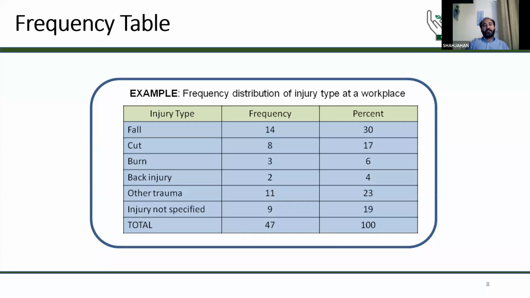The other display tool is the frequency table. We use this for continuous data. This is an example of frequency distribution of injury type at a workplace. Like in one workplace, how many injuries happen in a whole year or two years. We can display that with a frequency table: in total we have 47, fall was 14, cut was 8, burn was 3, back injury 2. So this is just an example of a frequency table.